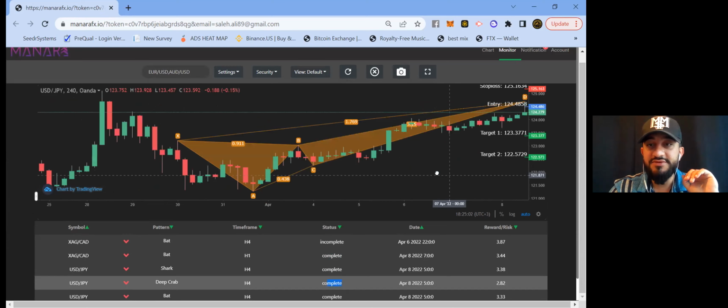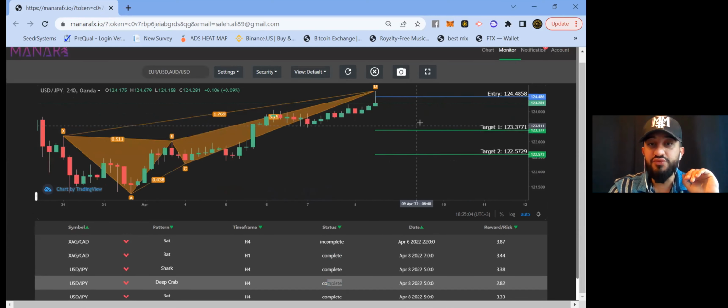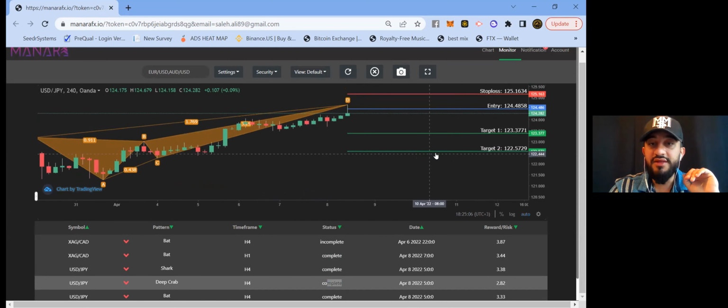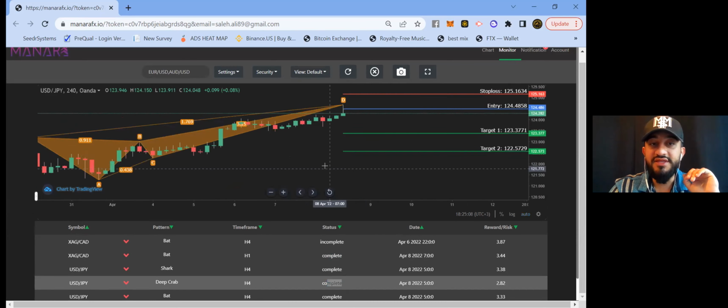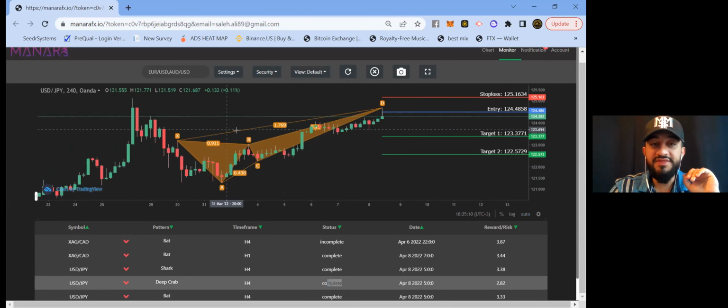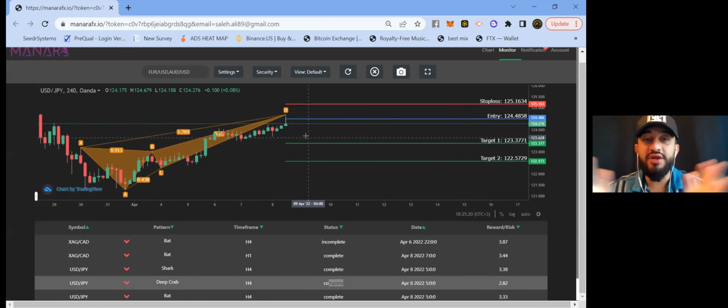Let's click on this. Look. So right now, this is showing me that USD JPY, this is the setup, okay? This is the setup right here. This is the deep crab setup. This is my entry point. As you can see here, this trade completed means it's triggered.